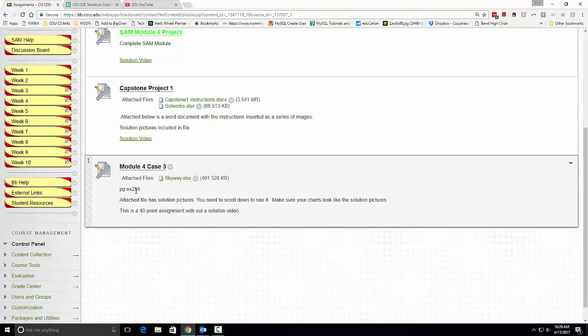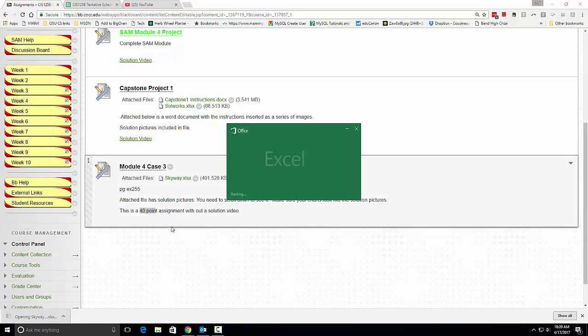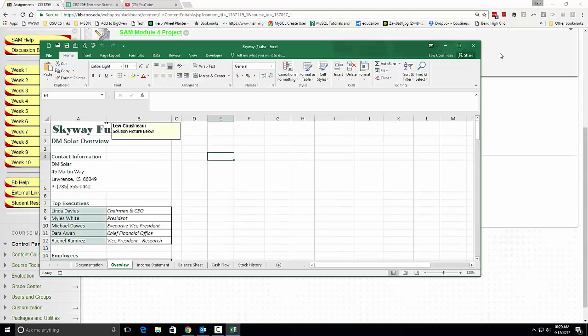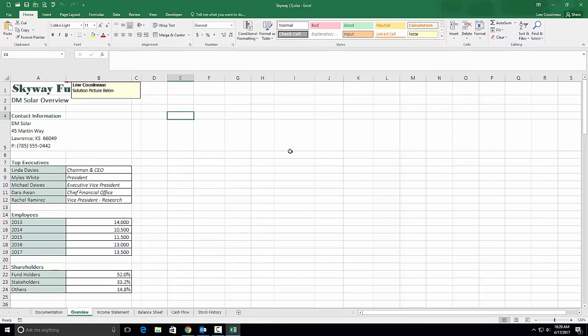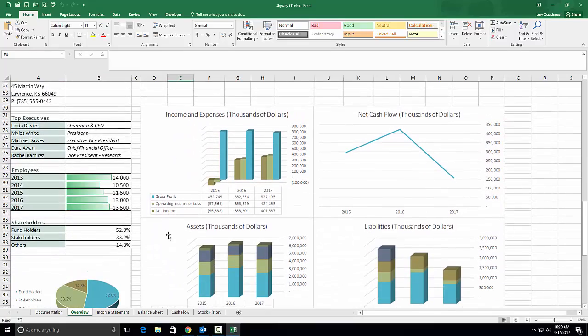I think that's the starting page number. This workbook has a solution picture, but it doesn't have a solution video, so this is another 40-point assignment. Every once in a while I get people turning it in and their charts don't look like the pictures, so I'm thinking they may not see the solution pictures. Over here in the overview sheet is where you're going to be putting all your charts. Notice I say solution picture below. You've got to scroll pretty far down.